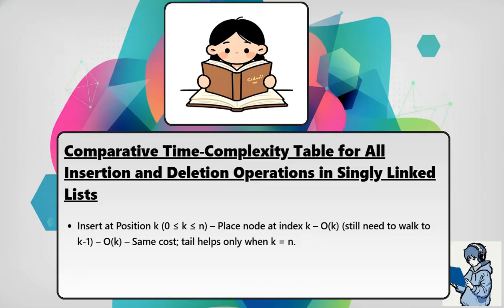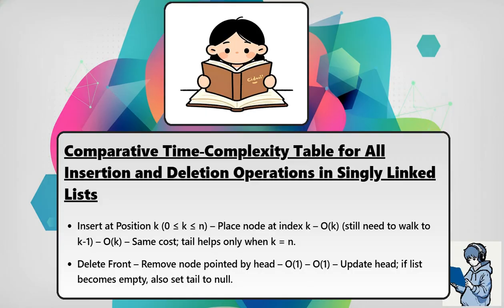Insert at position k, 0 less than or equal to k less than or equal to n. Place node at index k, big O of k, still need to walk to k minus 1, big O of k with or without a tail, same cost. Tail helps only when k equals n. Delete front: remove node pointed by head, big O of 1, update head. If list becomes empty, also set tail to null.